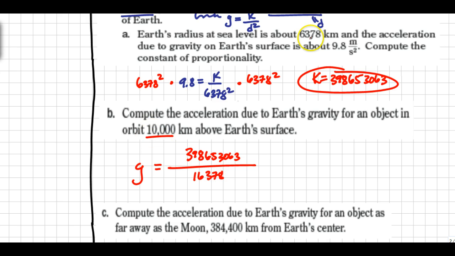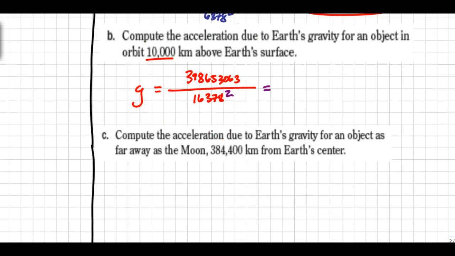Take my 10,000 and I add it to the 6378. Don't forget to square. So when you square that number, then do your division. And I'll leave students to figure that one out on their own for their homework. The last thing we have to do is part C. We will use the same formula again. And this time, just be careful about the number they give you. This one is from the Earth's center to the moon, so we don't need to incorporate the 6378. Just make sure that you do go ahead and square that number on the bottom.